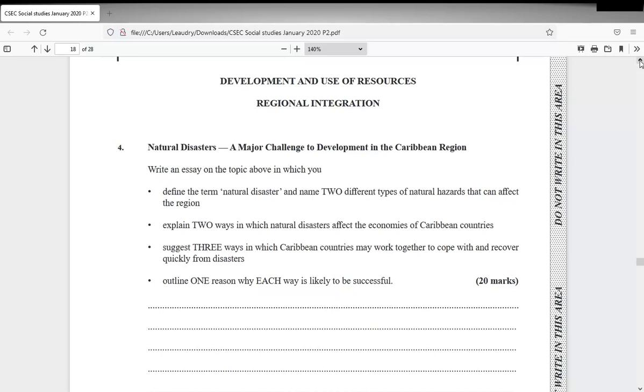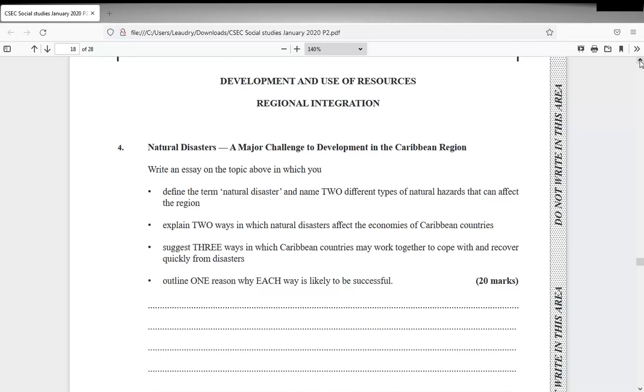And we are to name two different types of natural hazards. Well, we said that we have hurricane. So two types of natural disasters are hurricanes, we have volcanoes, we have tornadoes, earthquakes, and so on. Now, the second part says explain two ways in which natural disasters affect the economies of Caribbean countries.